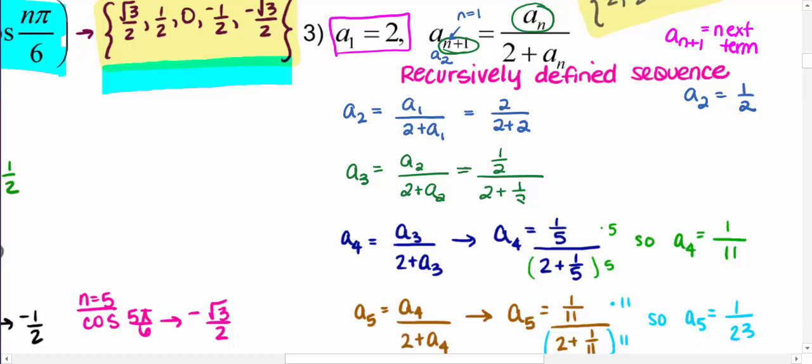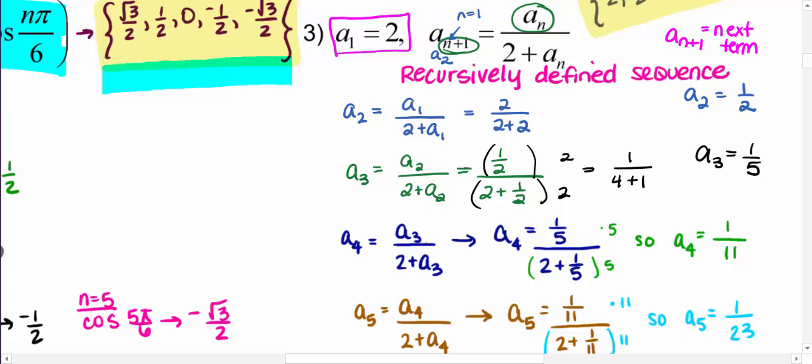So the other bad news here is that if you find one of these terms incorrectly, every term after that is going to be incorrect. And I like to just multiply by some number that will get rid of my complex fraction immediately. So I'll multiply the numerator and denominator by 2. So I get 1 over, I have to distribute that 2, 4 plus 1. So this should be 1/5.